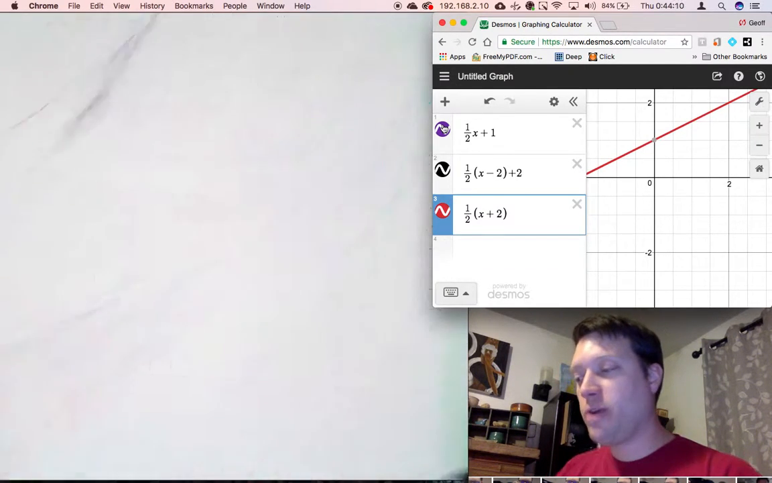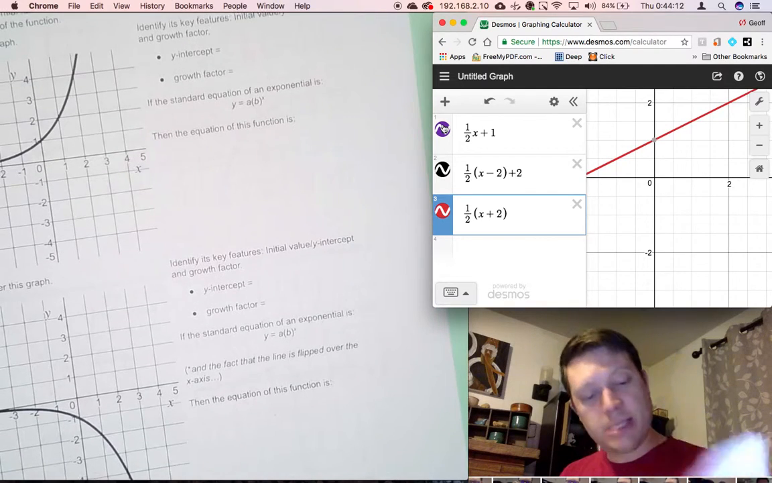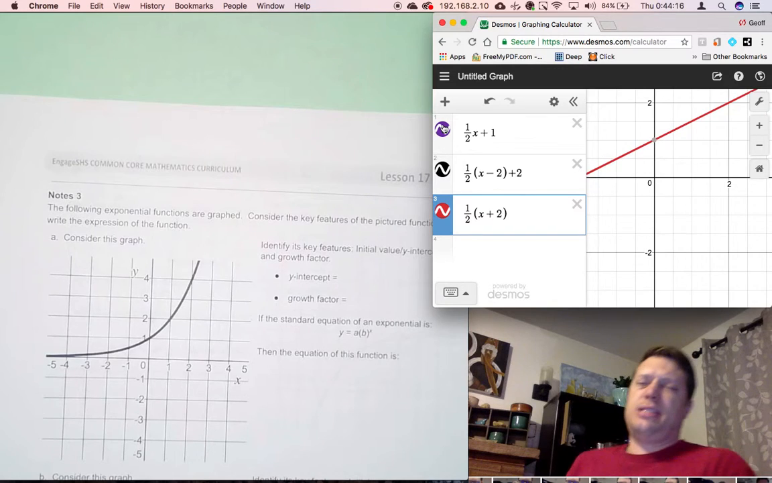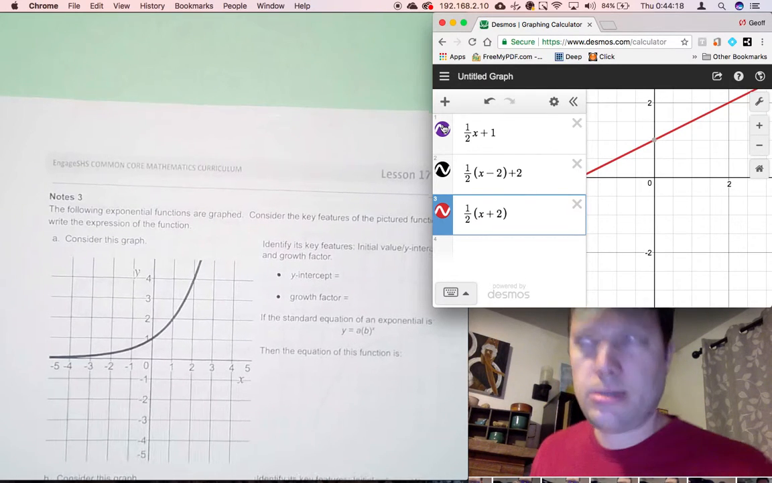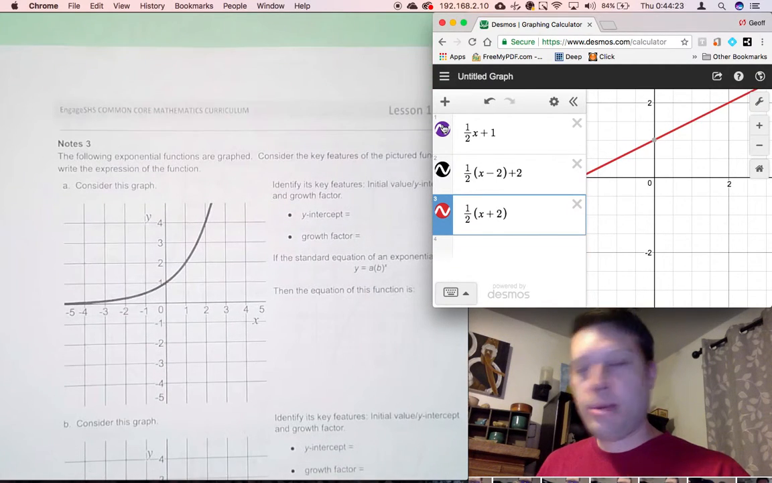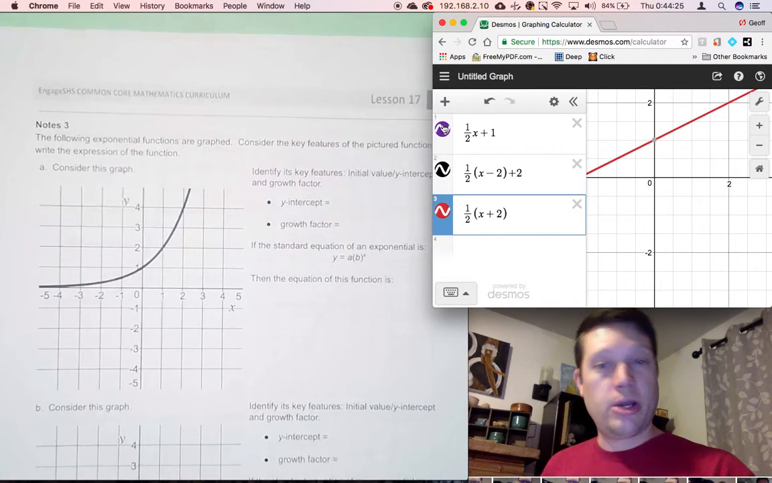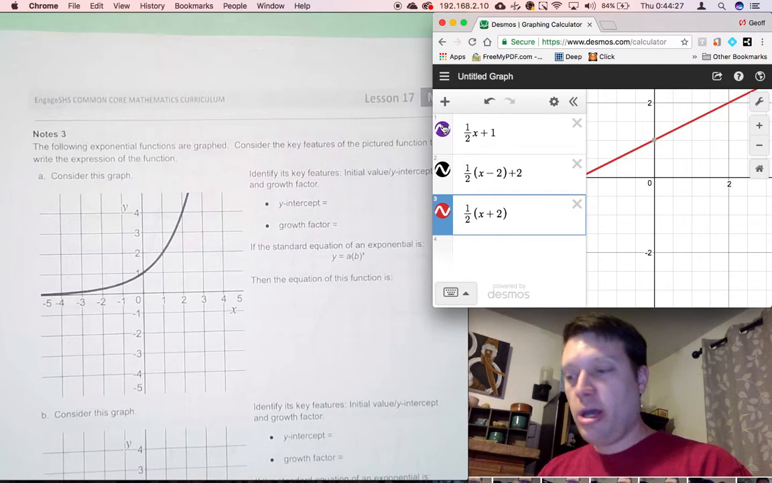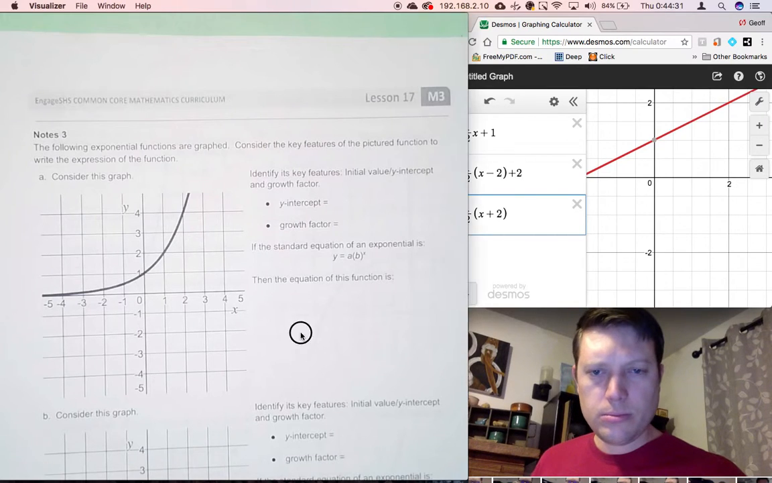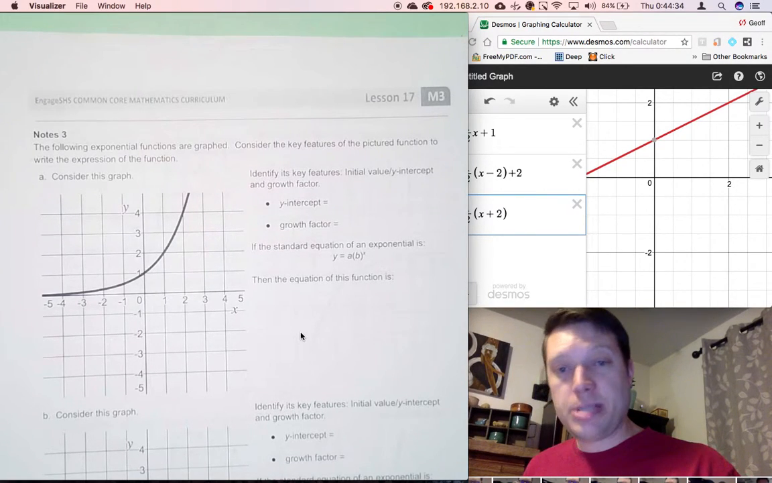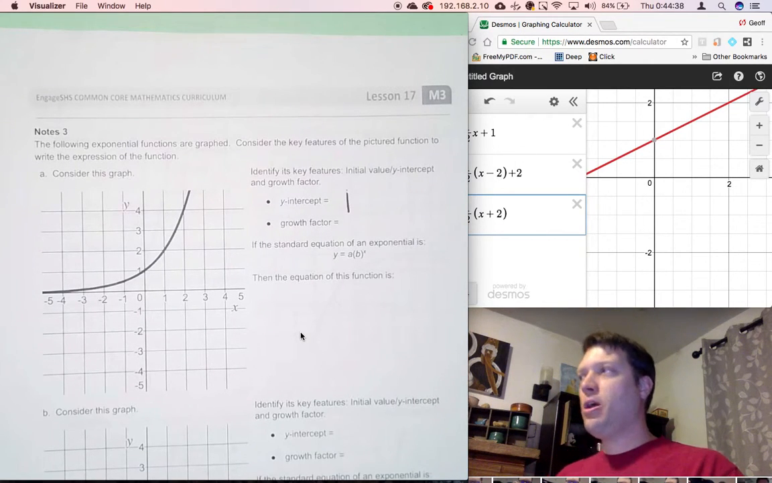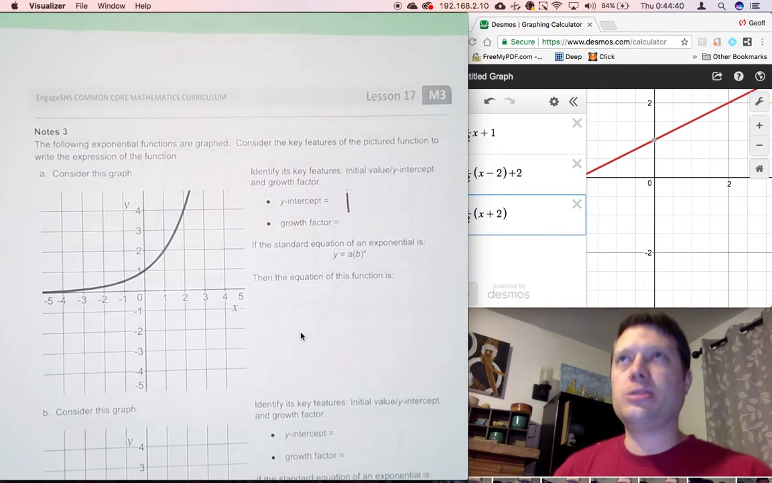This is also true for exponentials, yeah? So in an exponential, there's just a few less things, right? There's no x-intercept necessarily. There's no x-intercept that you need to be calculating or worried about. We do need to know about a y-intercept, because that's an initial value, and a growth factor. So to consider this graph, the y-intercept is important.